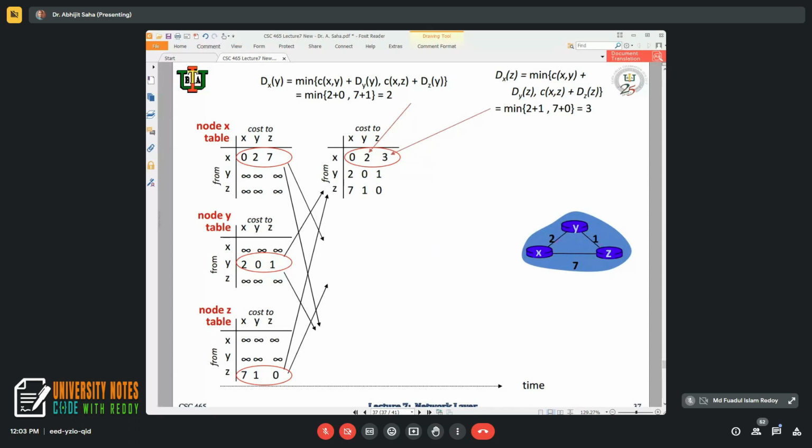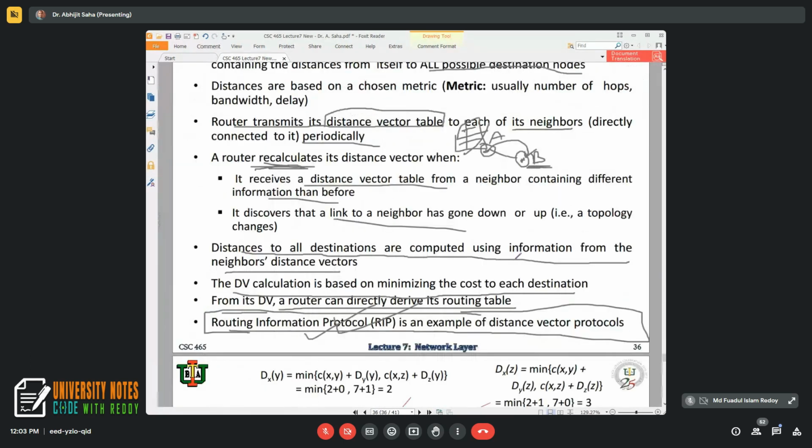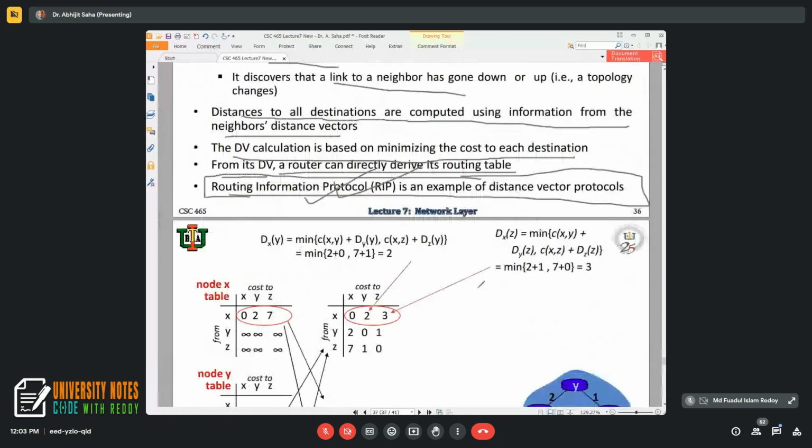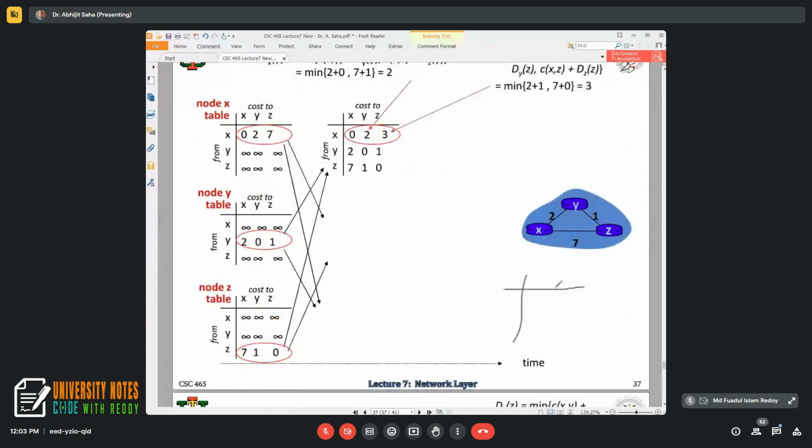So that means all three nodes are going to have a table, the distance vector table as we said here. In that table, it keeps the information about the nodes that it is directly connected with.